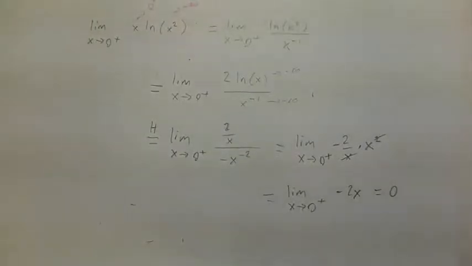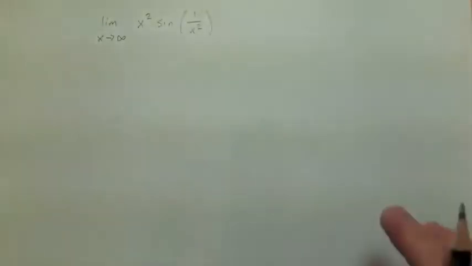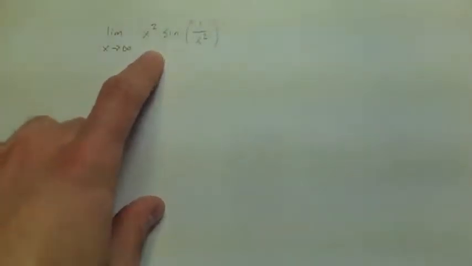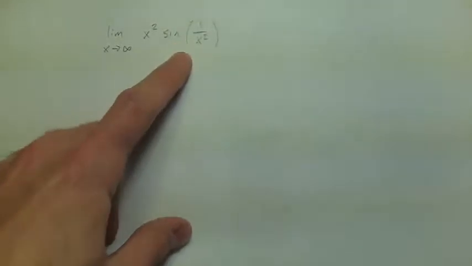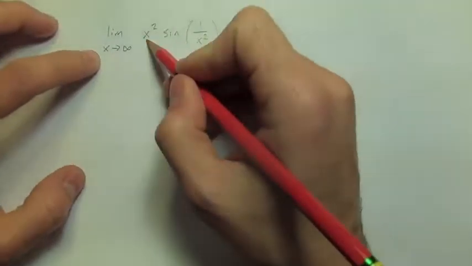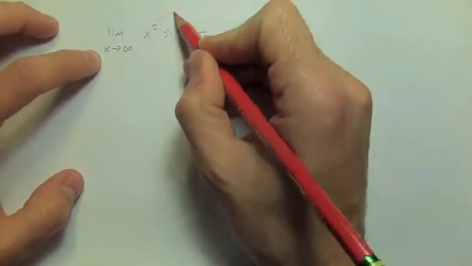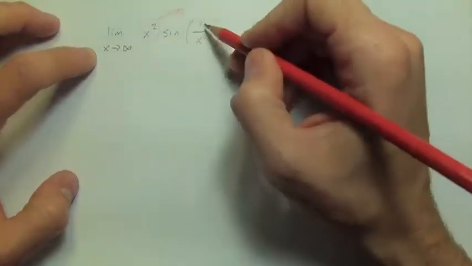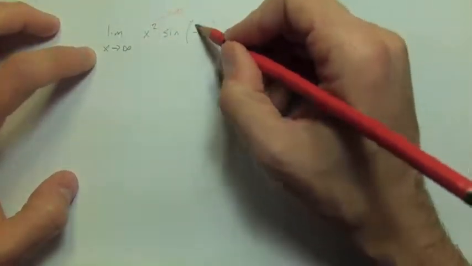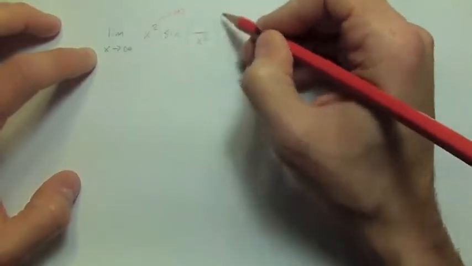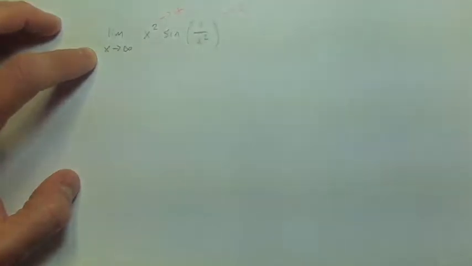Okay, so let's look at another example. Now we have the limit as x goes to infinity of x squared times sine of 1 over x. All right, so first of all, as x goes to infinity, x squared is going to infinity. And as x goes to infinity, 1 over x, what's in here, goes to 0, and sine of 0 is 0. So this whole thing goes to 0. Okay, so this is 0 times infinity.